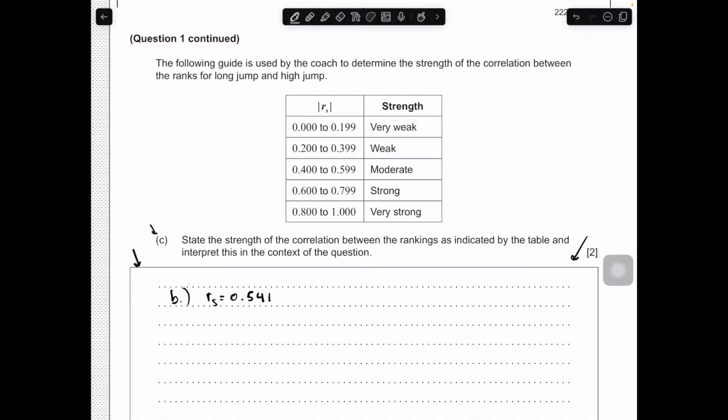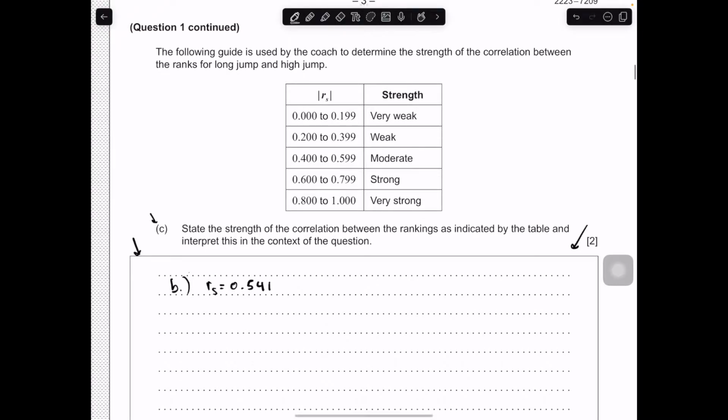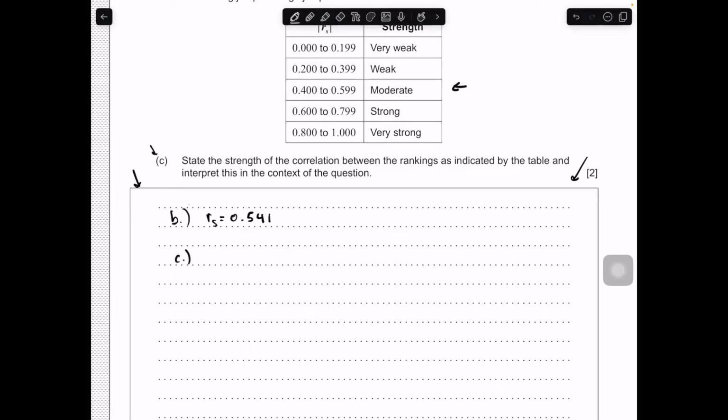The following guide is used by the coach to determine the strength of the correlation between the ranks for long jump and high jump. Now we want to categorize this 0.541 according to this scheme. State the strength of the correlation between the rankings indicated by the table and interpret this in the context of the question. So we see 0.541 falls within this moderate classification.